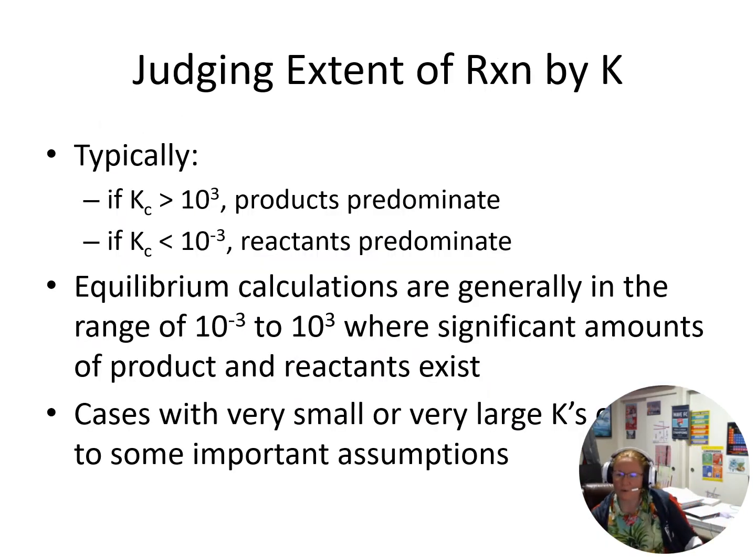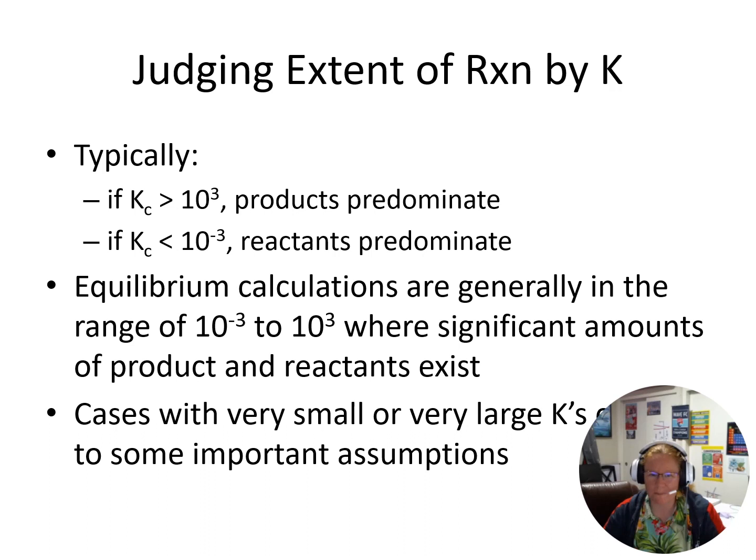When we look at the order of magnitude, if we have a K that is 10 to the third or greater, products will heavily predominate. If our K is 10 to the negative third or smaller, the reactants will predominate. When we looked at Ksp values and Ka values, these are really small. Most of them are smaller than or around 10 to the negative third, which means that they don't dissociate very much. The equilibrium favors the reactant, so we don't get a whole lot of those ions being formed.